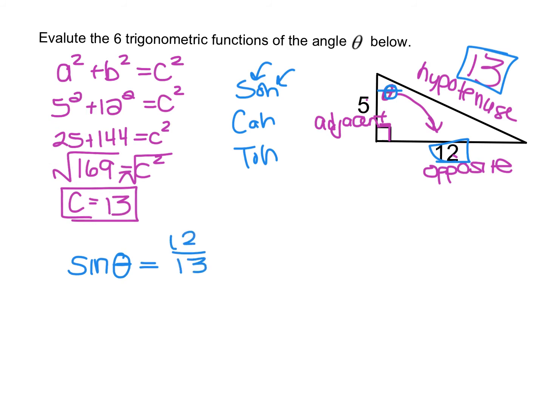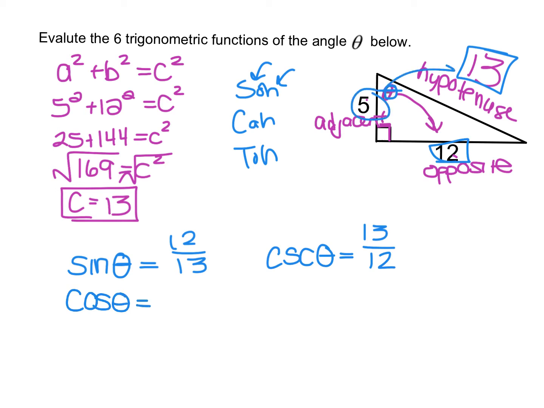Now, if you remember which ones pair with which ones, you can immediately go and find cosecant because it's just the flipped version of this. So sine and cosecant are reciprocals of each other, so cosecant, if I flip it over, is the hypotenuse over the opposite. Then from here, I'm going to move on to cosine of theta, which I know is my adjacent over hypotenuse, so I have 5 over 13. And then my secant is just the reciprocal of that. So my secant of theta is the adjacent in the denominator and the hypotenuse in the numerator.